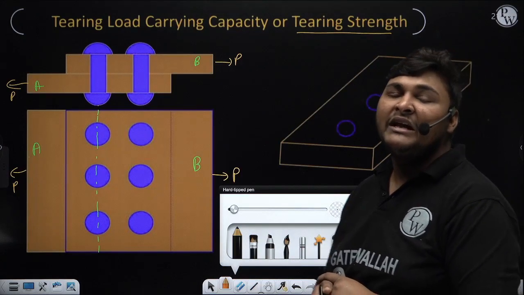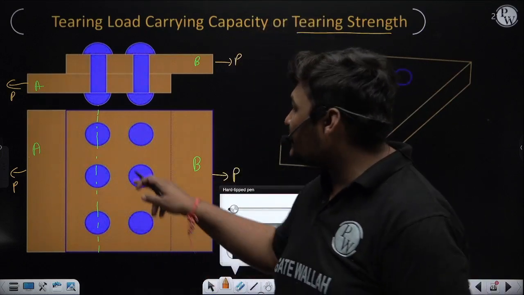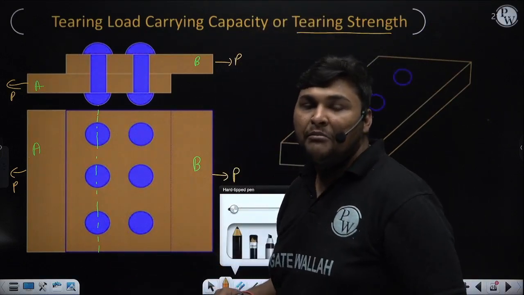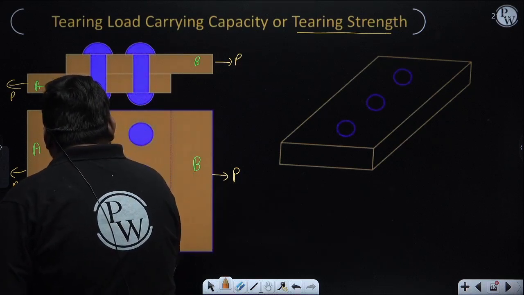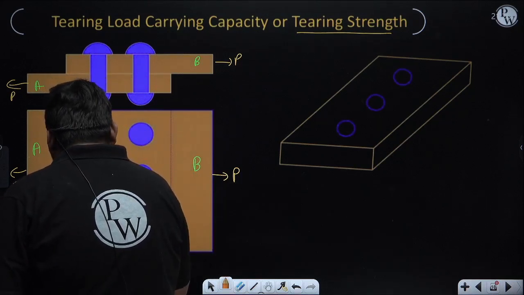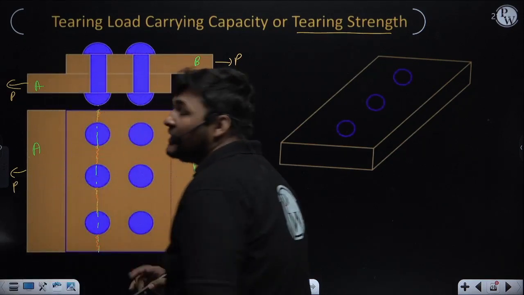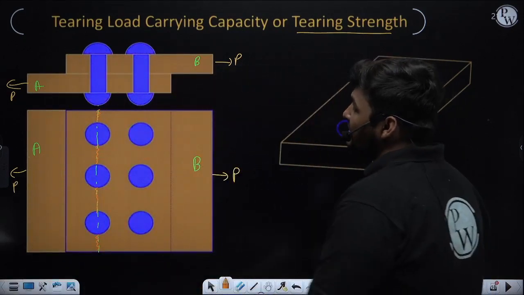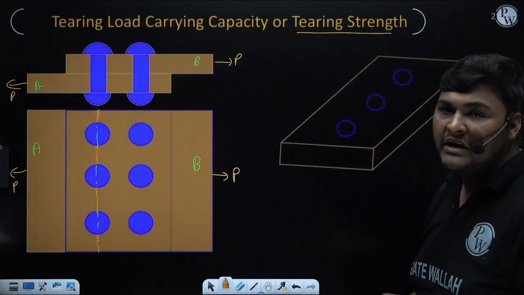Now if this tensile stress crosses the permissible value of tensile stress, this system will definitely fail from this section. Means tearing will occur from this section, and this tearing is occurring in plate A, because right now I am considering the load of plate A. I am not talking about plate B.